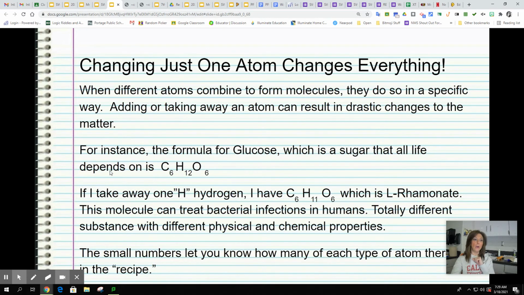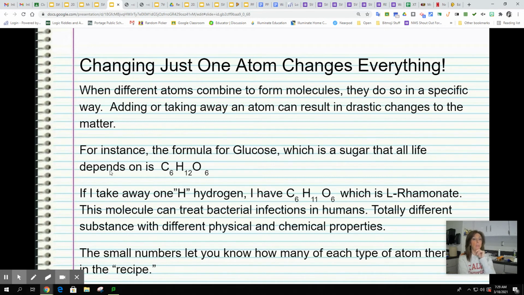Okay, so let's talk about how changing just one atom changes everything. So we know that atoms make up molecules, and there are all kinds of different molecules that make up matter. When different atoms combine to form molecules, they do so in specific ways. Adding or taking away an atom can result in a completely different material, a drastic change to the matter by just taking away or adding one tiny little atom.